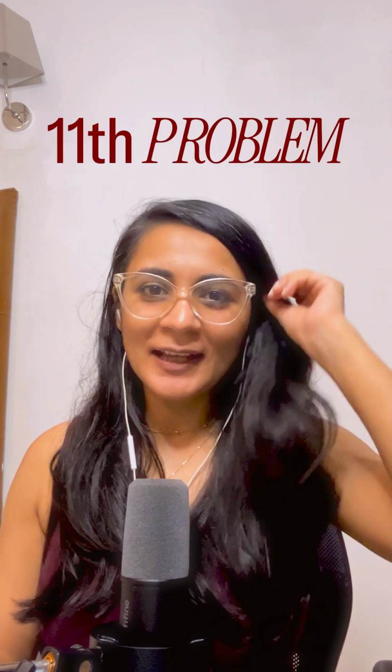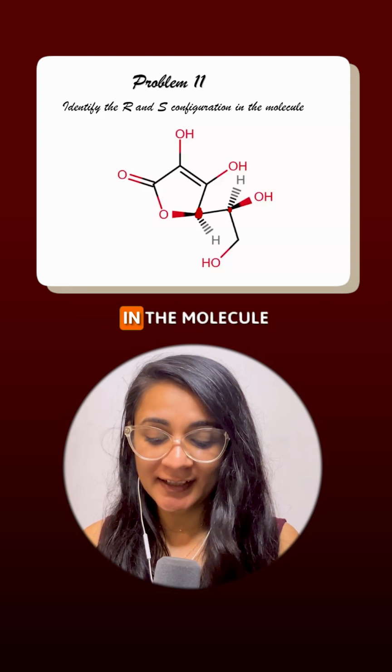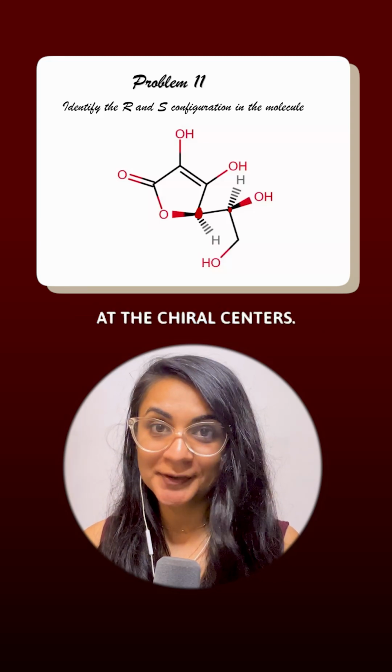Hello, this is problem 11 of a 50-part series of problems from Arzoo 1. Identify the R and S configuration in the molecule at the chiral centers.